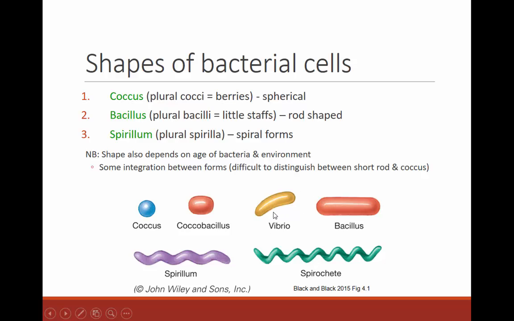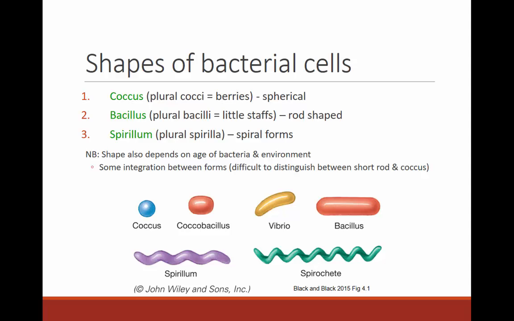Then we've got one that looks a bit like a comma, which is known as a vibrio form. Then we've got a spirillum, so it's just a wavy cell. And then we've got another one that looks very similar, but if you think about it in 3D, it's like a slinky, you know? So it moves, it spirals around. Okay, that's the spirochete. And they can be motile as well.